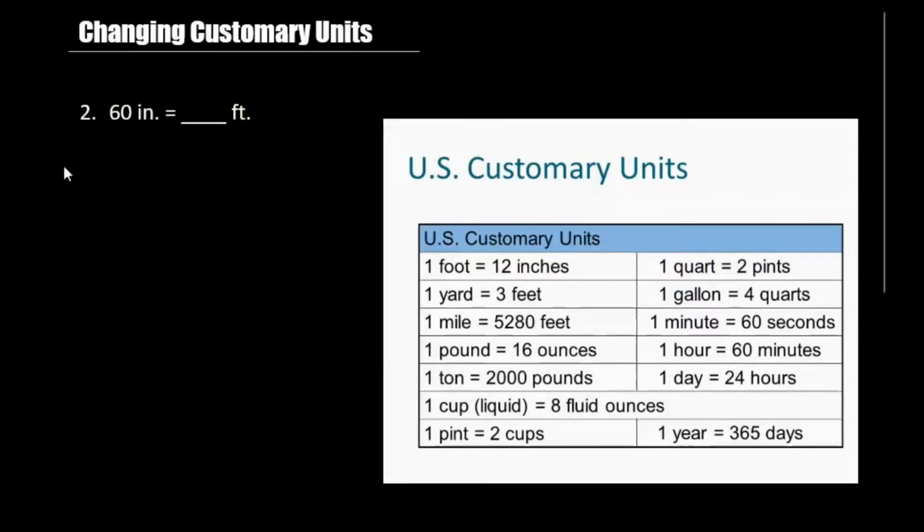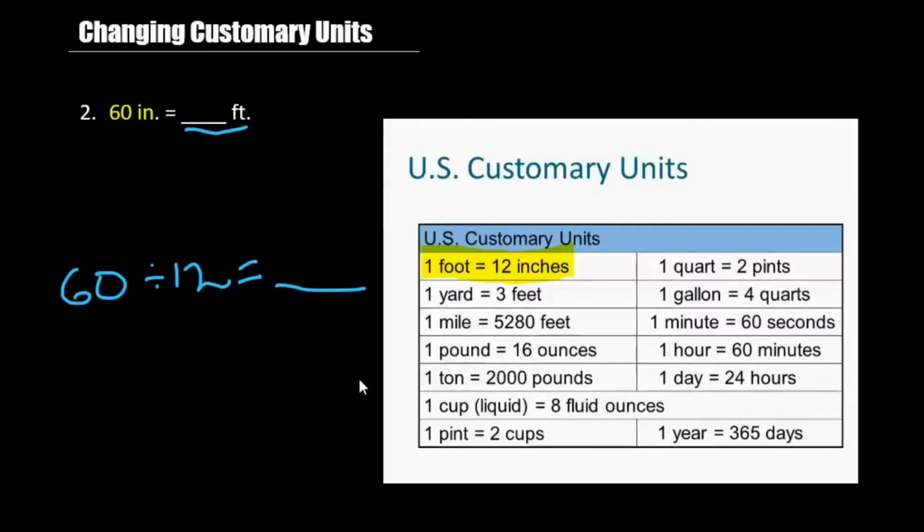Our second question is 60 inches is equal to how many feet? So again, we're trying to solve for the feet, so we have to search for feet in here. Here, 1 foot is equal to 12 inches. And here we have 60 inches. So since we have 12 inches, we divide 60 by 12. 60 divided by 12 is equal to blank.